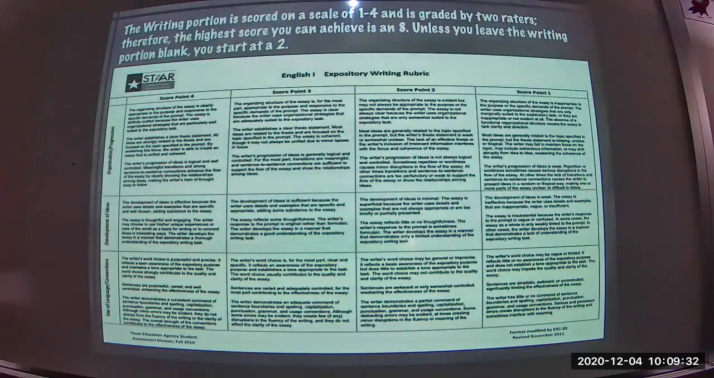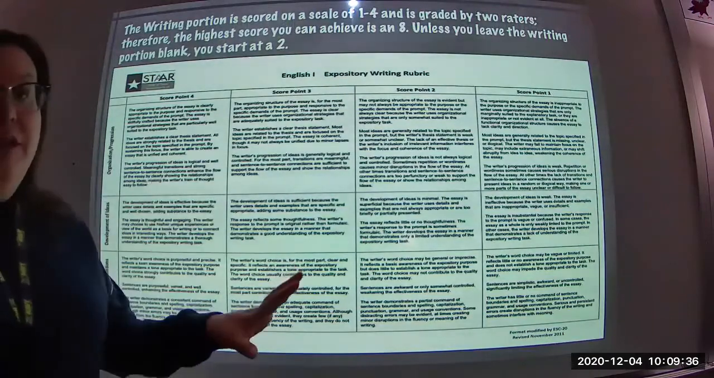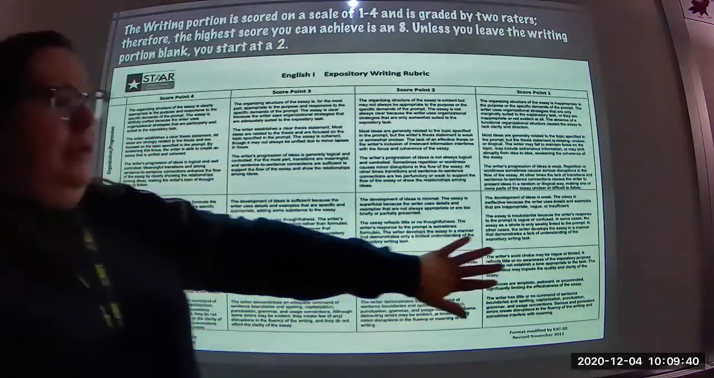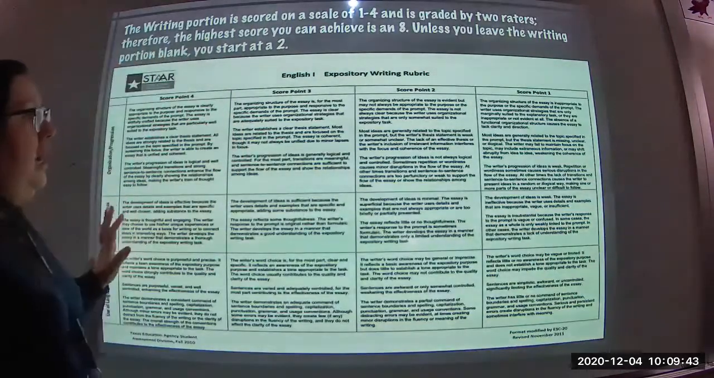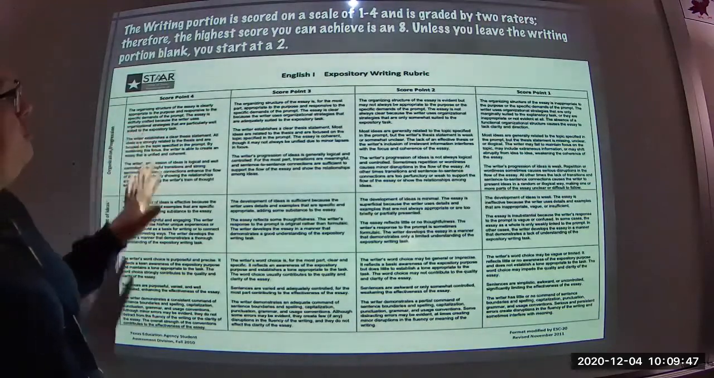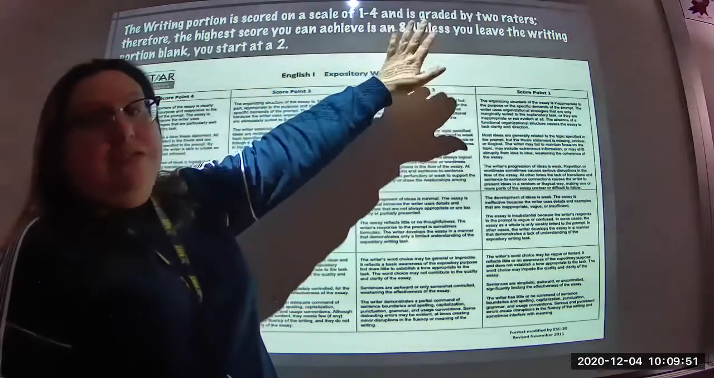Okay, so this is basically how your essay is graded. It is called a rubric, and you can score from 1, which is the lowest, to 4, which is the highest. Now, I have told my students before, there are 2 graders, and they add the score. So the highest you can achieve is an 8.